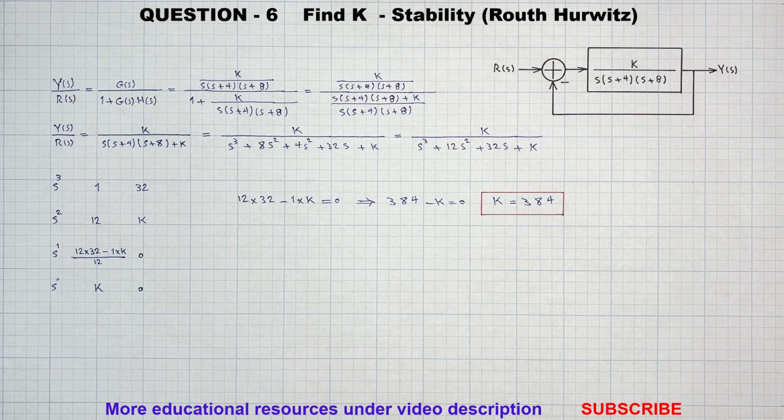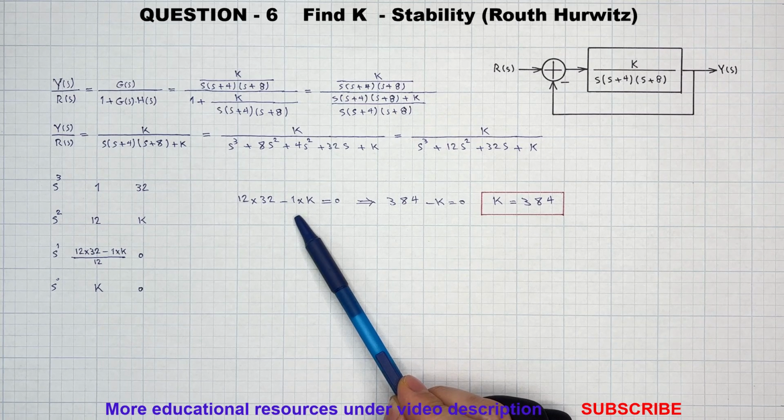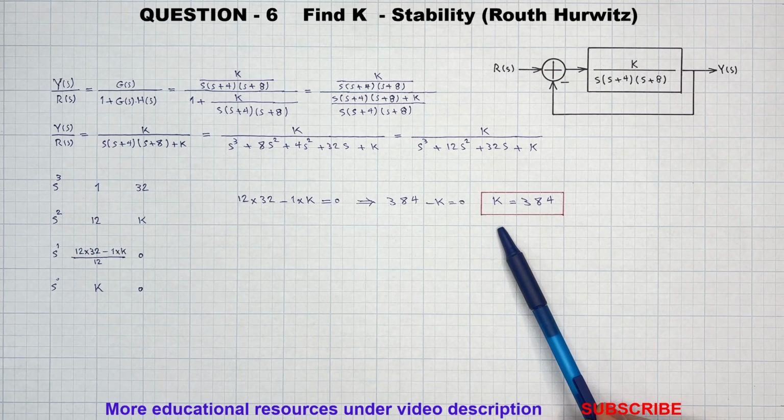For marginal stability, a row of zeros must occur in the Routh array. This happens when the s to the power of 1 row becomes 0. So, the numerator of this expression must be 0. After solving it, the constant k, for which the system is marginally stable, is 384.